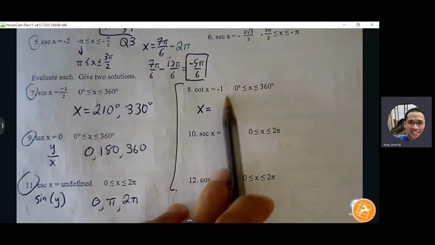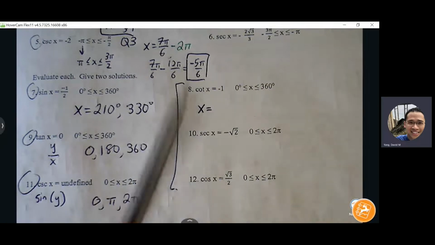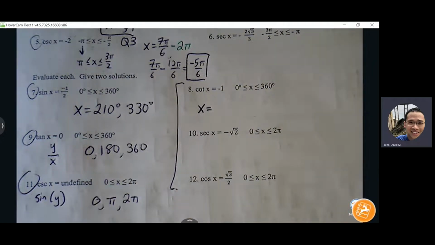Remember, cotangent and tangent, they're both involving sine over cosine or cosine over sine. And the reason that we're getting that 1 is if x and y are the same, right? If x and y are the same, then if I divide it, that's where I get that possibility of a 1.